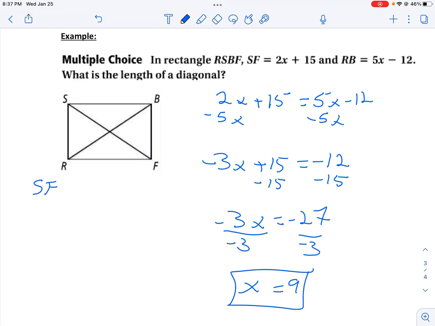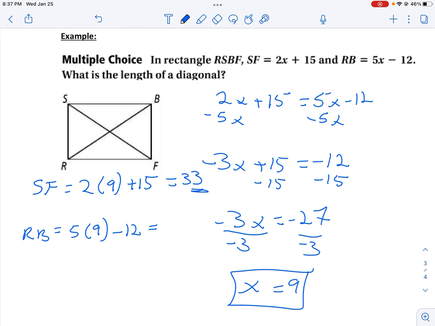But they didn't ask for x, they asked for the length of SF and RB. So to find SF, for example, we're going to take 2 times 9 and add that to 15, which tells me that SF is 33. And the same thing for RB. Now we should get the same value. We should get 33 because they're equal lengths. But just to make sure, 5 times 9 minus 12 does in fact give me 33.